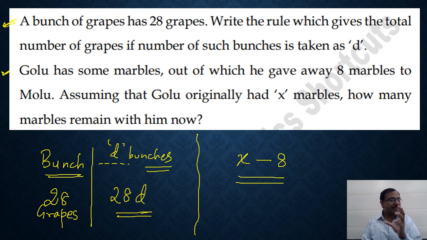See, understanding where to subtract, where to add, where to multiply is really important. So in this case, because he gave away, that word "gave away" is really important here. Gave away means subtract. So x minus 8 becomes the answer of this question.